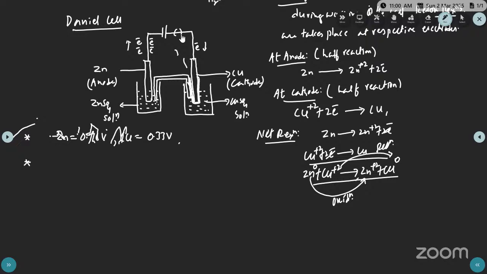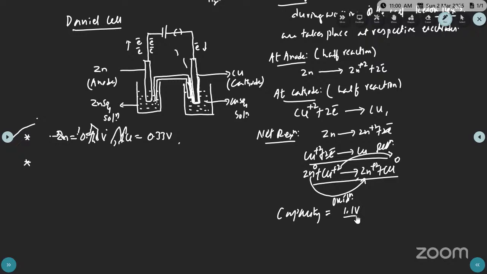So here the Daniell cell capacity is 1.1 volts. So this much current is generated by the Daniell cell. How much current will be generated? 1.1 volt is generated by the Daniell cell, generated by the redox reactions. Okay, and this is the capacity.